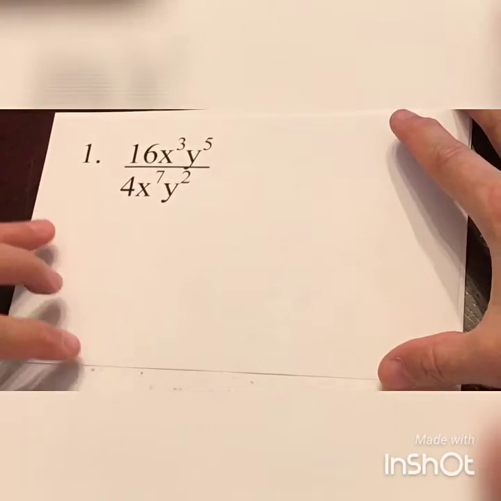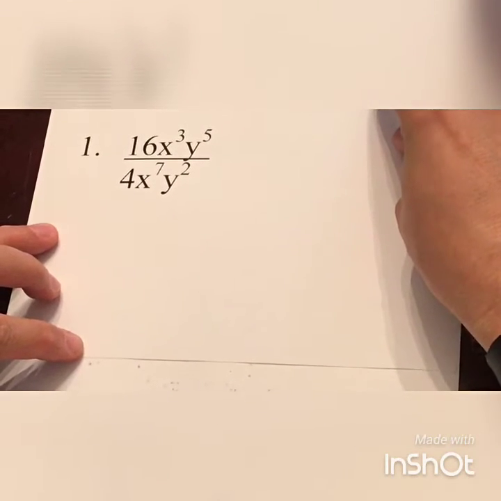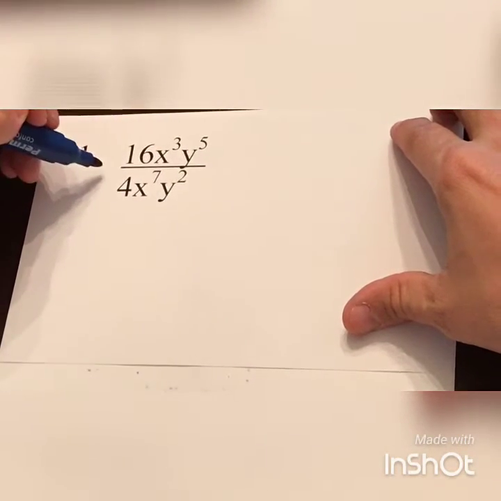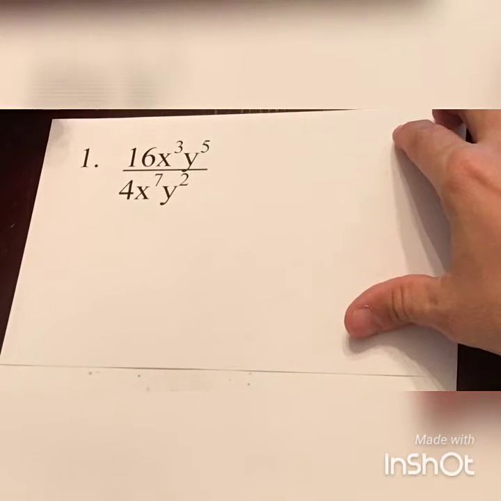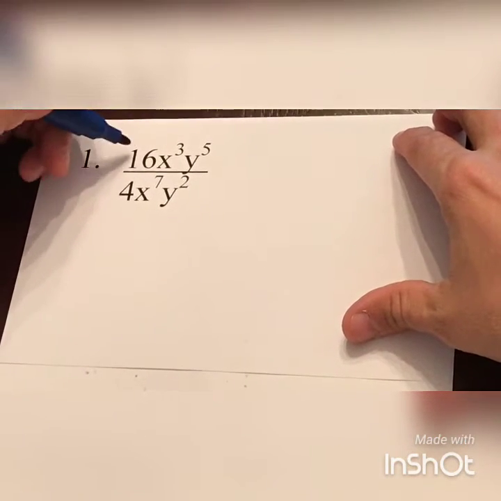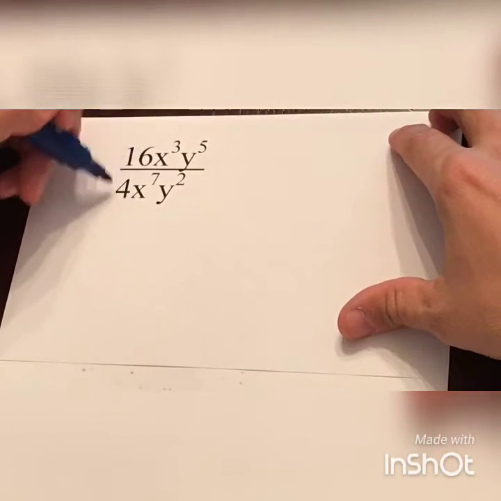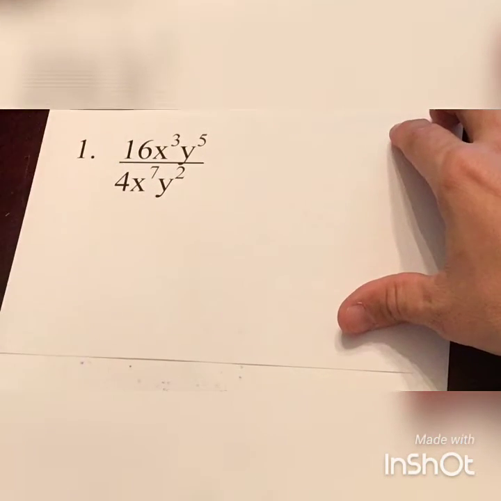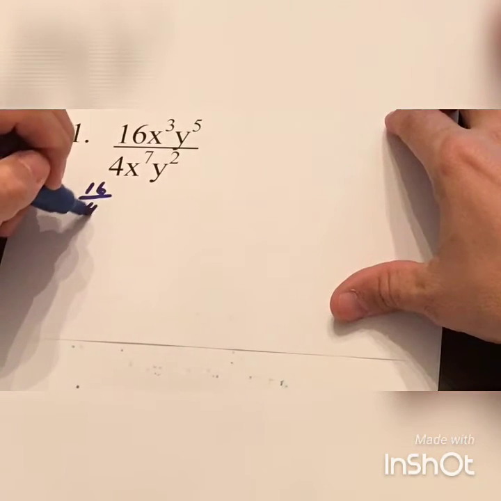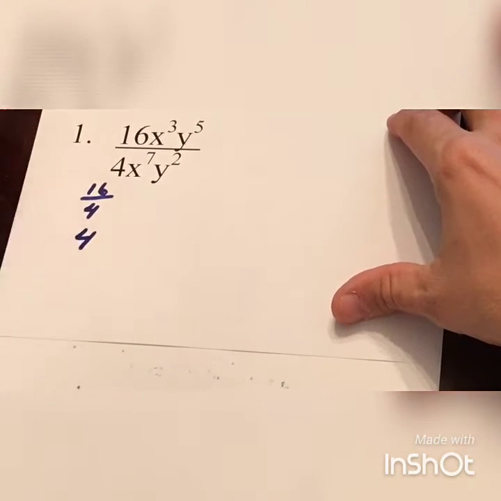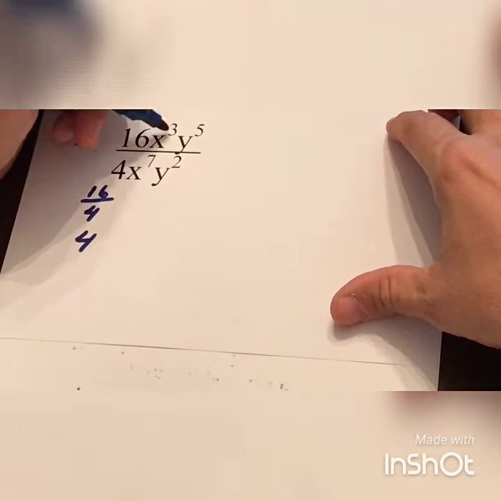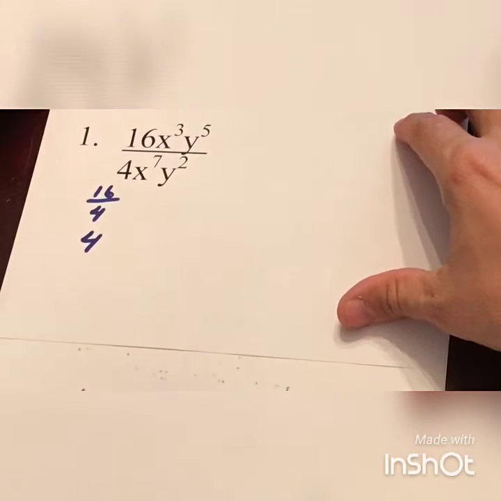Alright guys, these next four examples we're going to work on simplifying exponents when we have division in our problems. As the notes at the top of the handout tell us, we're going to divide the coefficients, the numbers in front. 16 divided by 4 will equal 4. And then we're going to write out all the x's and all the y's.